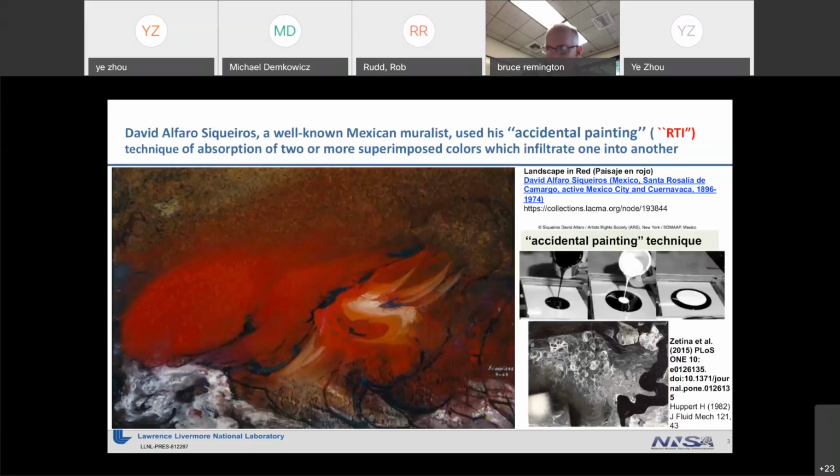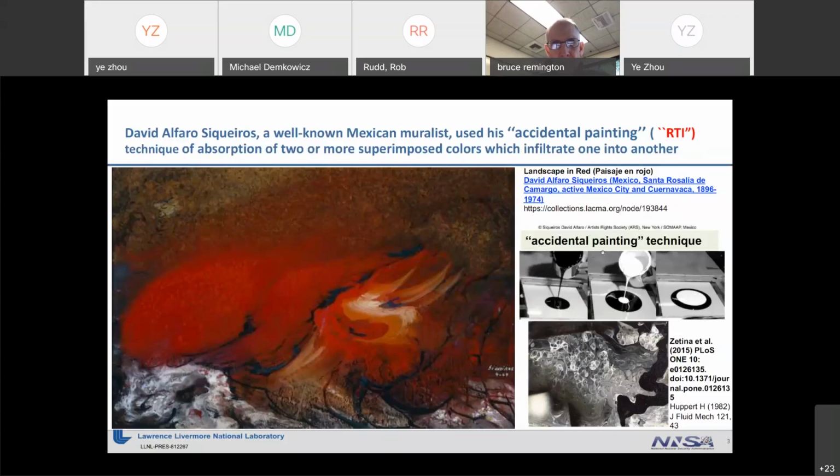So there are very few occasions where we can actually connect science and technology. It's a beautiful kind of artwork, so we are not going to miss the opportunity here. Here is a painting technique called accidental painting. It's actually very close to the Rayleigh-Taylor instability I just described to you. So you can actually try this kind of accidental painting technique at home.